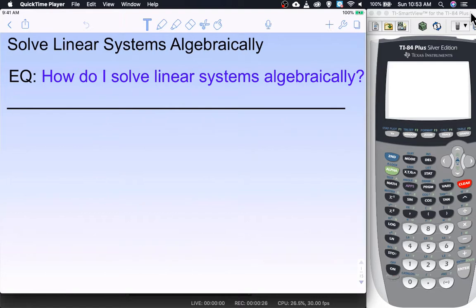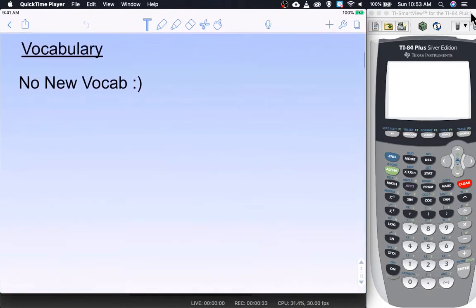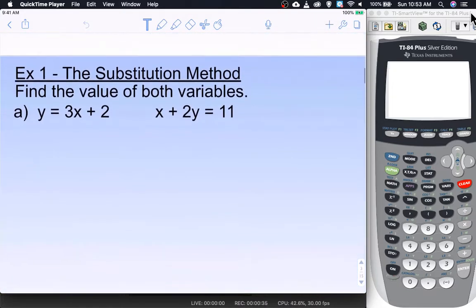And then we're also going to get into some harder types of systems of equations and how you would solve them. There is no new vocabulary here, so let's just get into it.